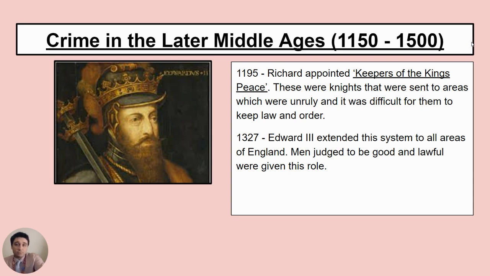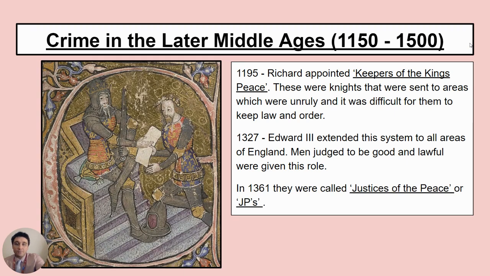How did you get this role? Well, if you were judged to be good and lawful, and of course more importantly rich, then you had a chance of getting this role and enforcing the law for the king. In 1361, we see a name change. They're now being called Justices of the Peace, or JPs.